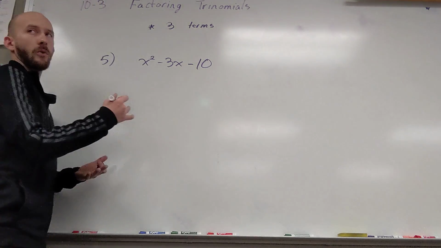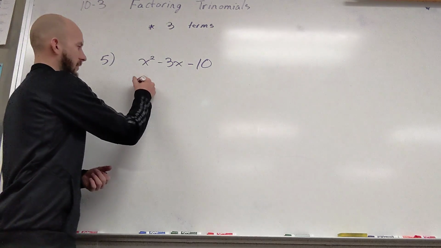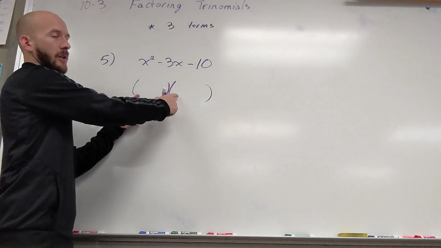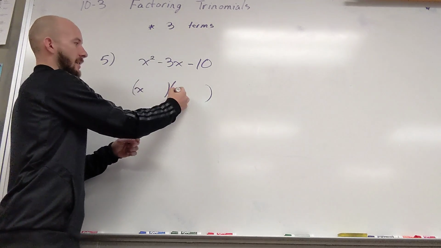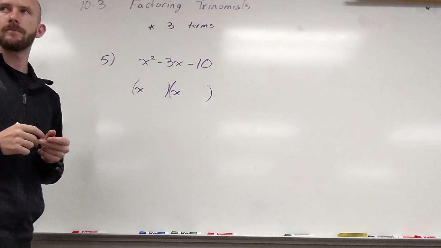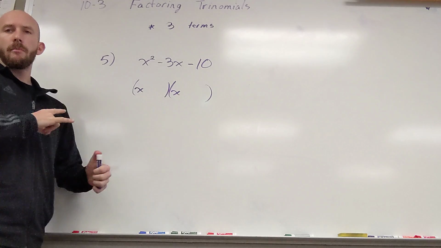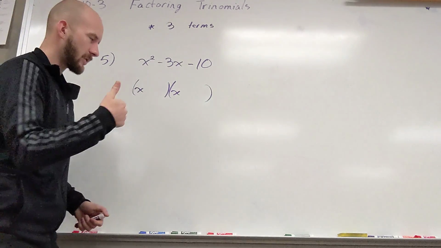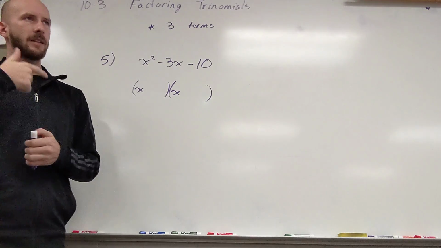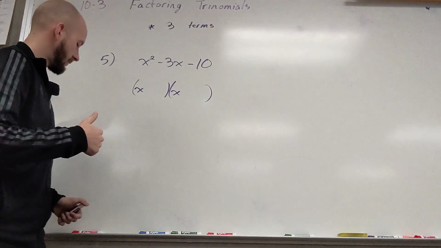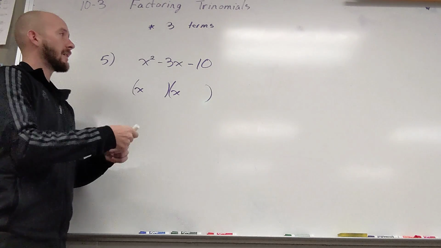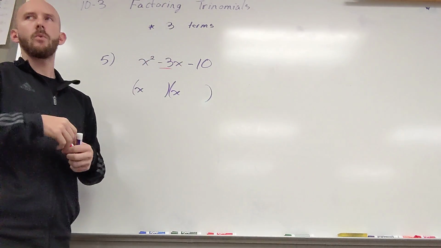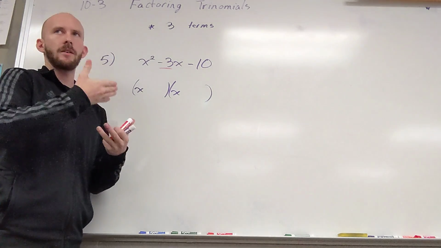Okay, so you're going to start out the same way. So set up your parentheses. Okay, I know the first thing in each parenthesis has to be x to multiply to be x squared. But then my two numbers have to multiply to be negative 10. One of them should be negative. Yep, so you need one positive, one negative. Okay, and we're going to go with the 5 should be negative. And then they have to add to be negative 3. So yeah, you want the bigger number to be negative, that way the sum is negative.